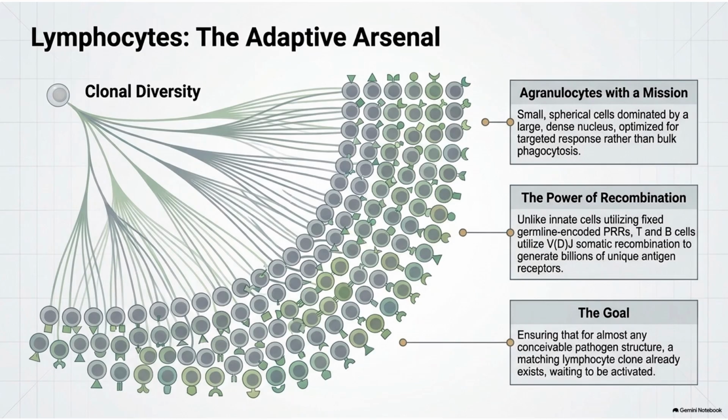But B cells and T cells don't recognize antigen in the same way, and they don't solve the problem the same way. So let's separate our adaptive arsenal. We'll begin with the lymphocyte responsible for one of the most recognizable products of the immune system, which is the antibody.